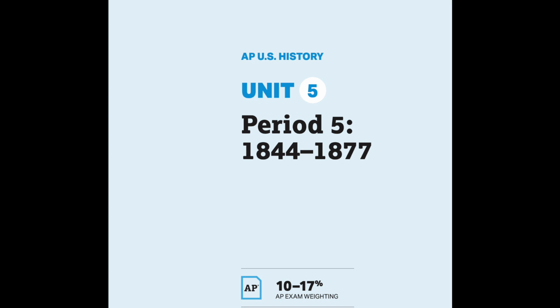Today what we're going to be doing is a quick review, or an overview, of period 5 on the exam, which is 1844 to 1877. But if you want to think about it in terms of dates and events and link the two, what we're really looking at is manifest destiny and the beginnings of westward expansion, sectionalism, the slavery and secession debate through the Civil War, and then to the end of Reconstruction.